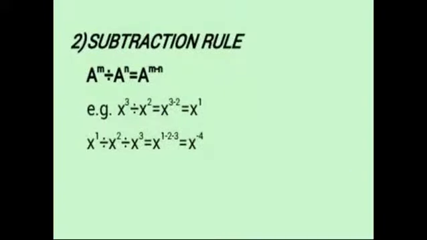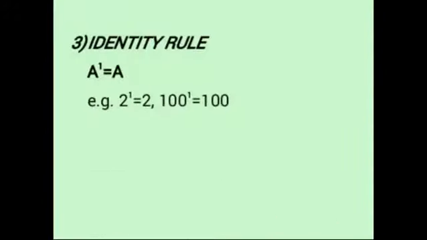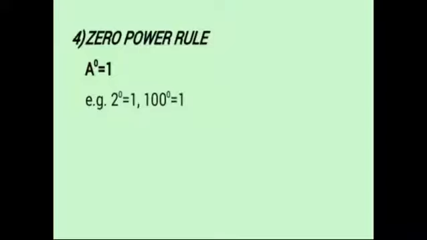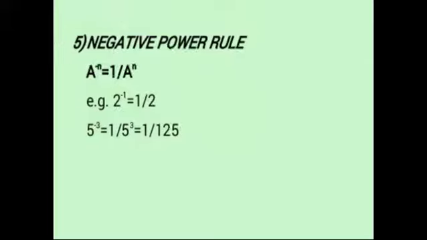So the next rule we'll be looking at is the identity rule. This rule is very simple. A raised to the power of 1 is equal to A. Just take note that any number raised to the power of 1 is going to give you that number. Any number at all raised to the power of 1 is going to give you that number. Then look at the next rule, which is the zero power rule. You just have to take note that any number raised to the power of 0 is equal to 1. No matter the number, whether big, small, negative, as long as it's raised to the power of 0, it should give you 1. Then the next rule is the negative power rule.